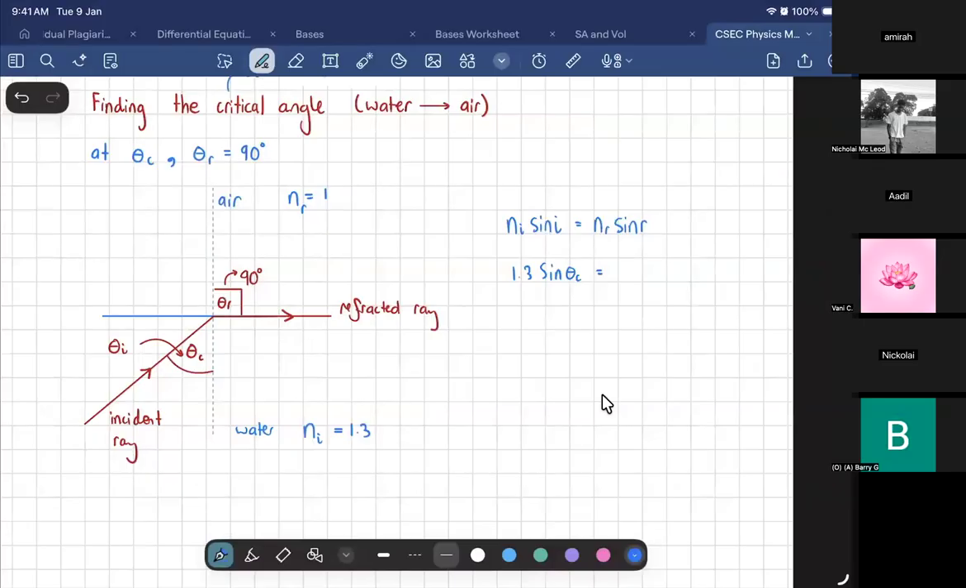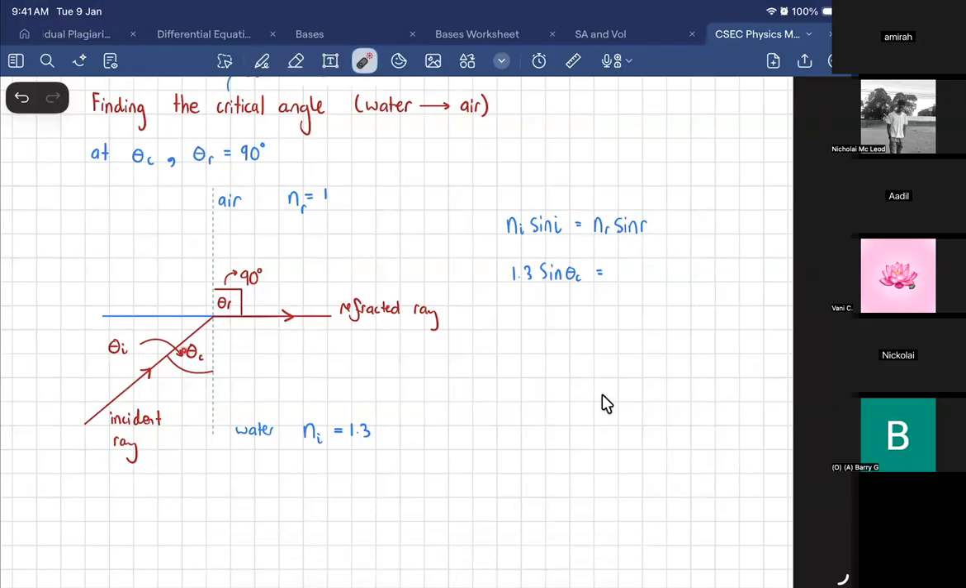Then we're going to write equal to what? Equal to theta c, right? It is equal to the angle of incidence, but you have to write it there because that's the proper terminology for it. Because we're trying to find the critical angle. At the critical angle, theta I is equal to theta c.